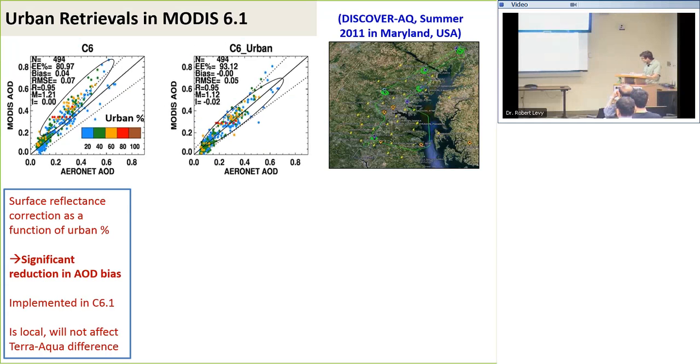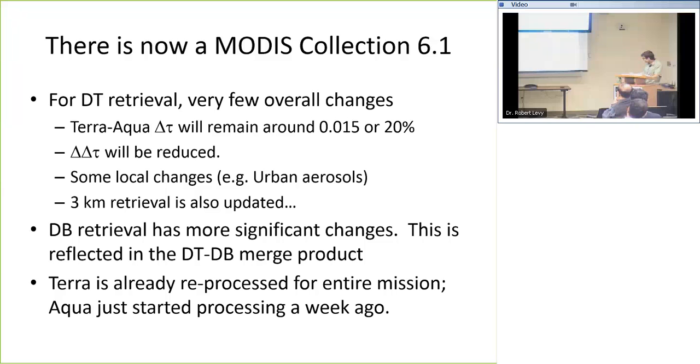And also, I've been telling you this whole time about the Dark Target product, which is what we do. There's also a Deep Blue group. There's another group that's also doing retrievals. They call themselves Deep Blue, and they're using a different method, a different algorithm, and they rely more heavily on the deep blue channel, which is a 412 nanometer channel for MODIS, and they can do some retrievals over more desert areas that we don't. So there is a merged product there.